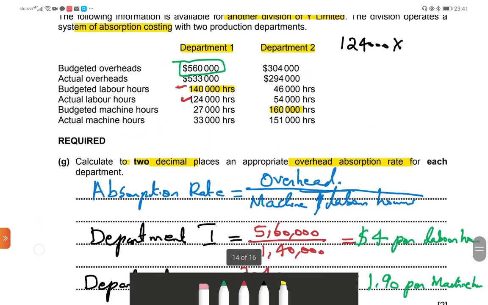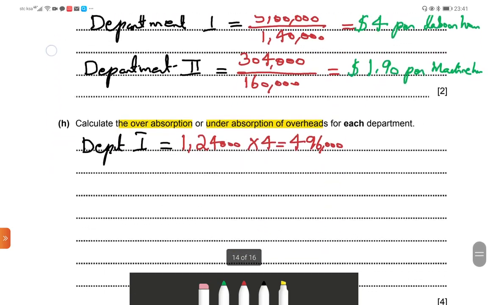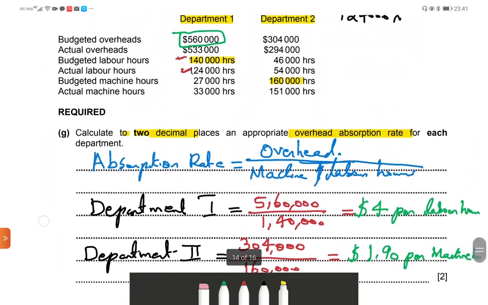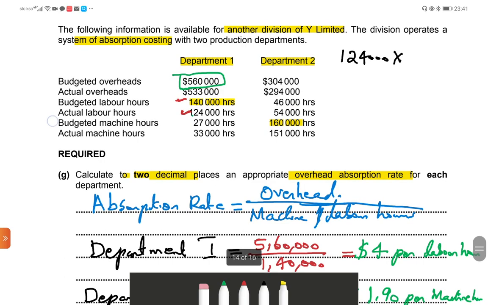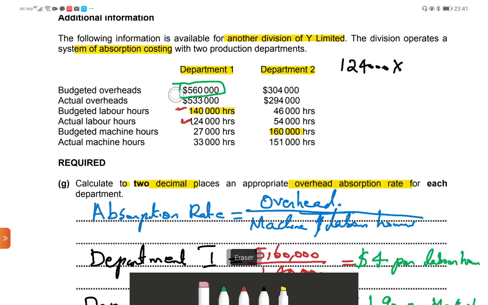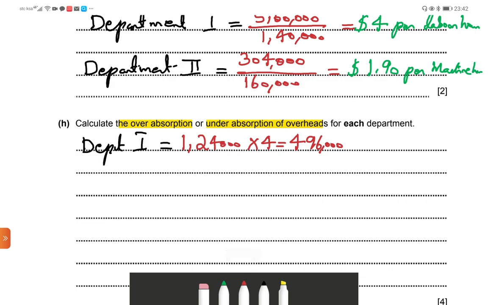We just made the flexed budget. The budgeted labor hours was 140,000, but actually it is 124,000, so we cannot make the comparison properly. So first we make our budget not for 140,000 but for the actual 124,000. The budgeted overhead will be 496,000. But the actual overhead they have given is 533,000.